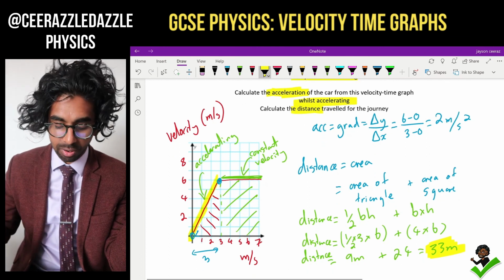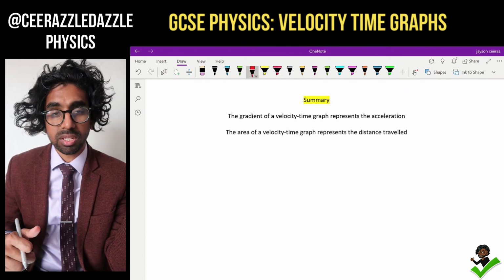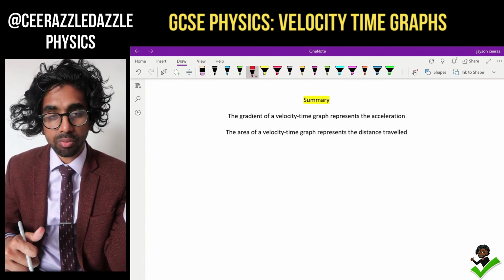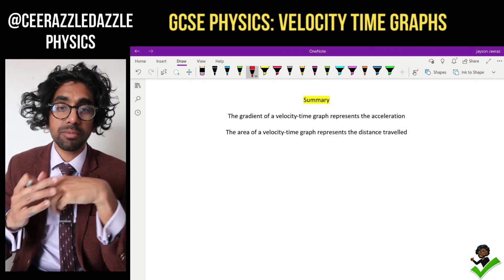Okay, now scrolling down. Summary. The gradient of a velocity time graph represents the acceleration, and the area of a velocity time graph represents the distance.